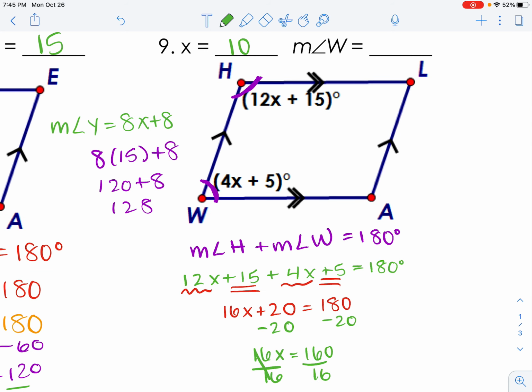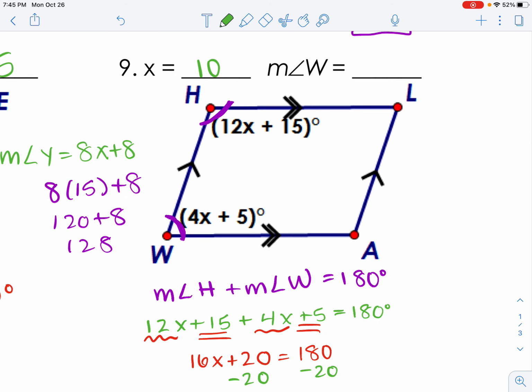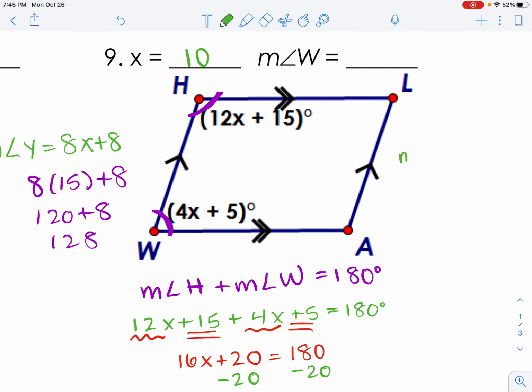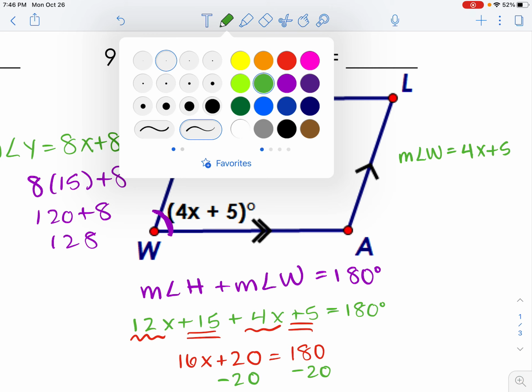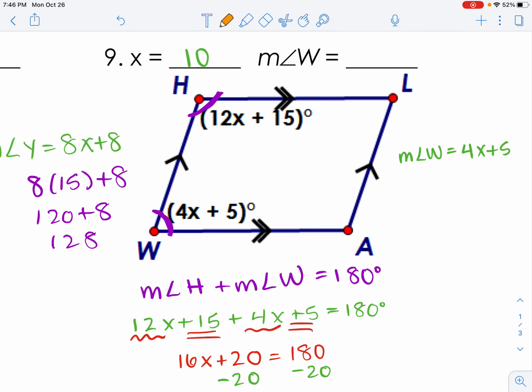All right, so now let's use that to find the measure of angle W. So we know that the measure of angle W is represented by the expression 4x plus 5. So now let's plug in what we know. We know x equals 10. So now we get 4 times 10 plus 5. 4 times 10 is 40, plus 5 is 45. So the measure of angle W is 45 degrees.